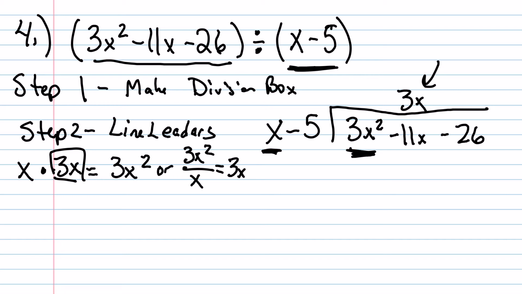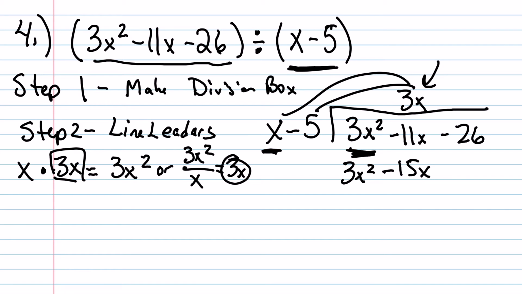Right? It gives you the same thing. This 3x and that 3x, they're the same 3x. They go right there. Now, just like in long division with numbers, you had to multiply whatever you put on top of the box by everything on the outside. So I do that. 3x times x, 3x squared. 3x times minus 5 is minus 15x.